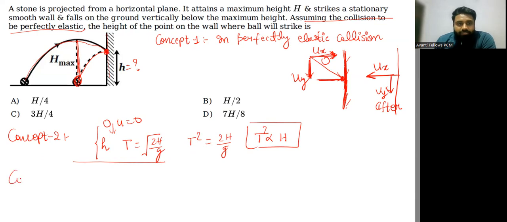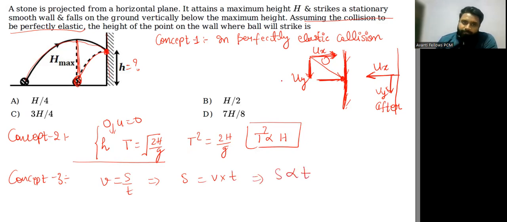Another concept in this problem is concept number three: if the velocity is constant in magnitude, or you can say the speed is constant, then the distance covered s is equal to v upon t, or sorry, v is equal to s upon t. So the distance s should be equal to v into t, and you can say that the distance is directly proportional to time taken. Okay, so these three concepts we are going to use in this problem, and let's see the solution of it.